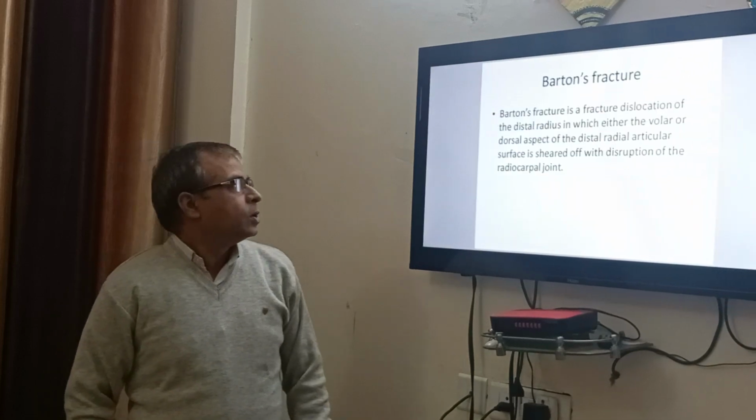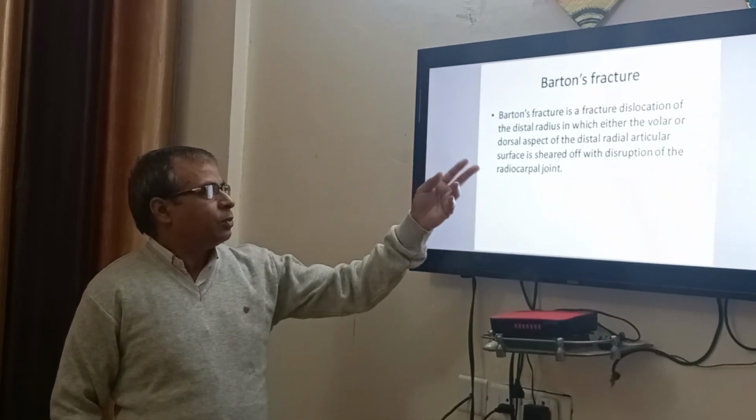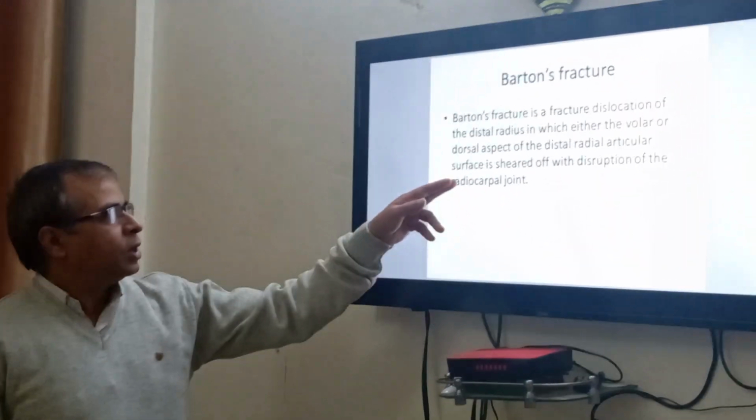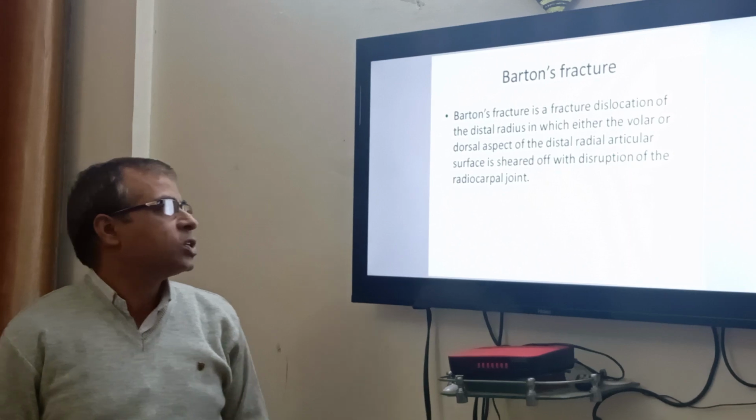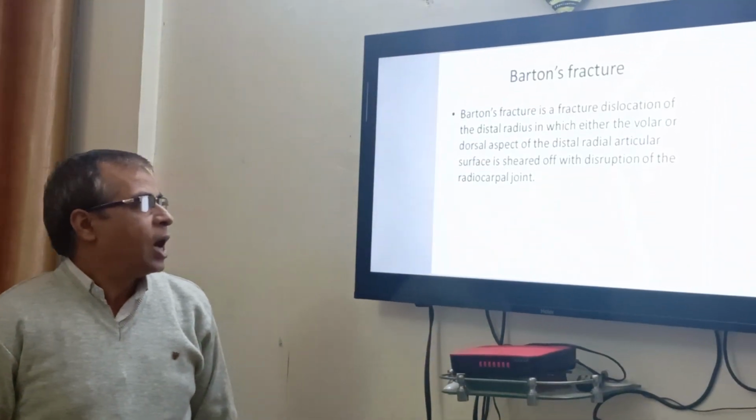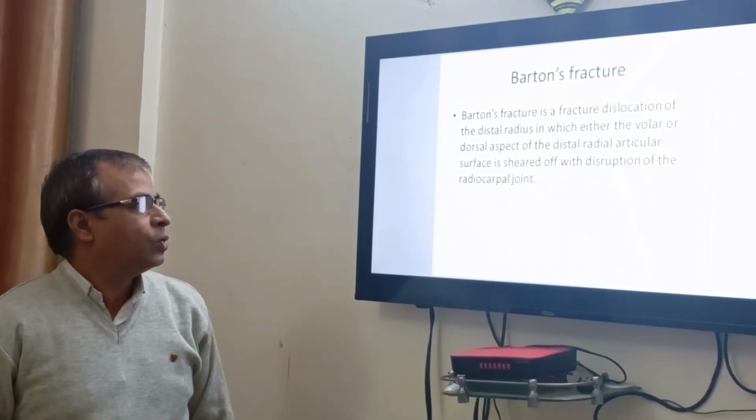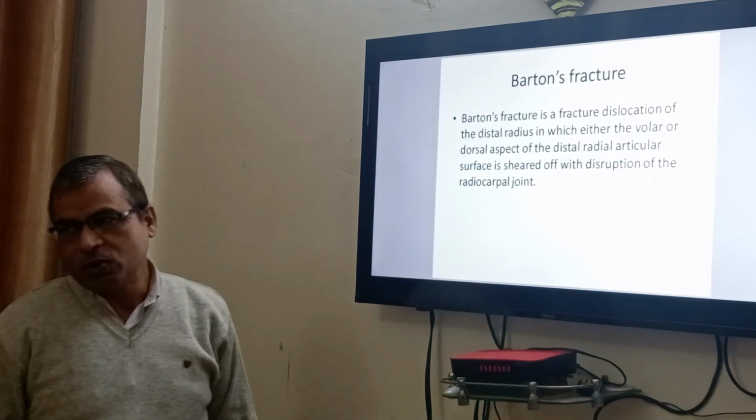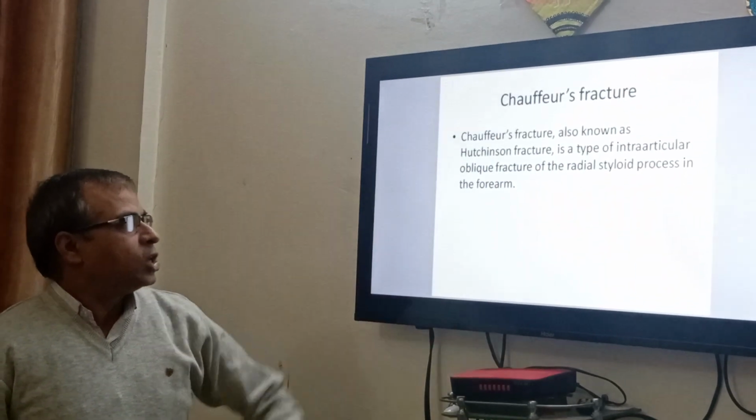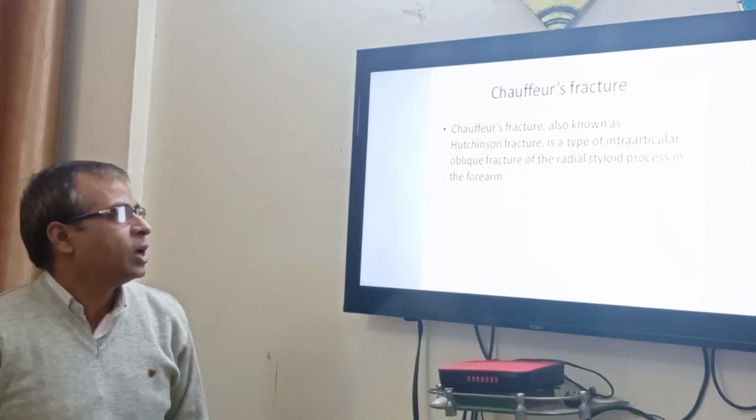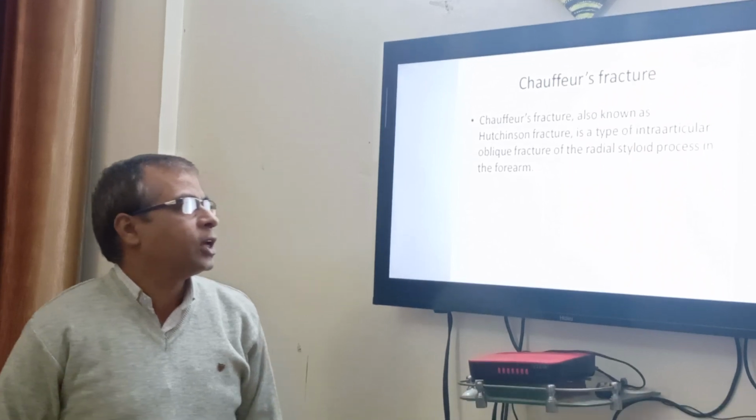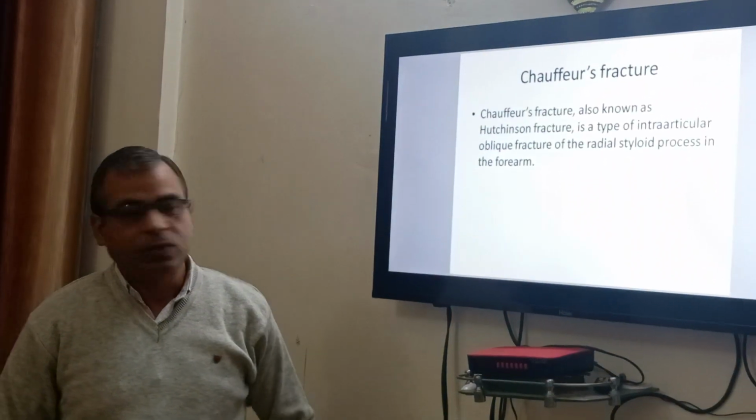And two other fractures. First is the Barton fracture. This is an intra-articular fracture. It is a fracture dislocation of the distal radius in which either the volar or dorsal aspect of the distal radial articular surface is sheared off with disruption of the radiocarpal joint. And the Schoeffer fracture is also known as the Hutchinson fracture. It is a type of intra-articular oblique fracture of the radial styloid process in the forearm.